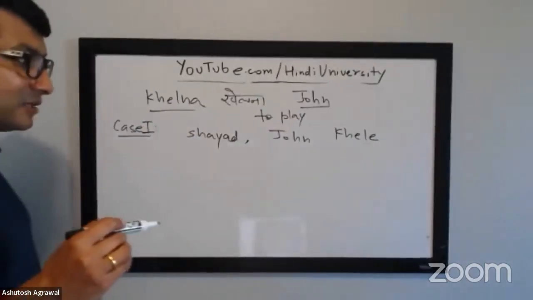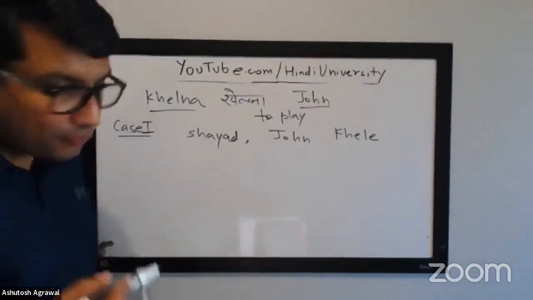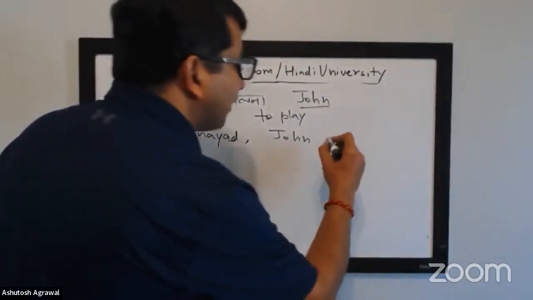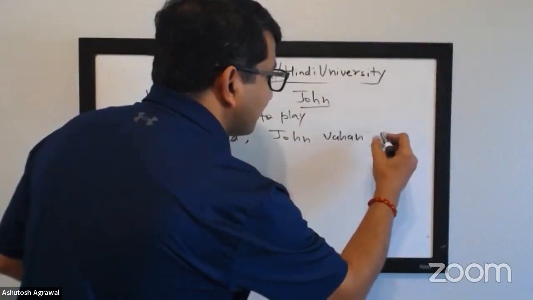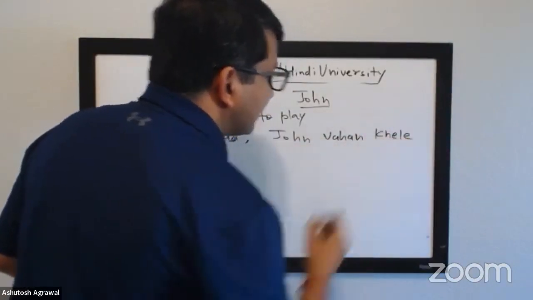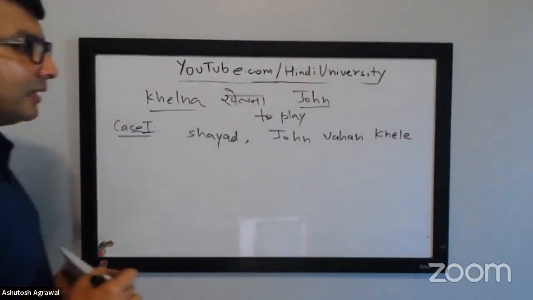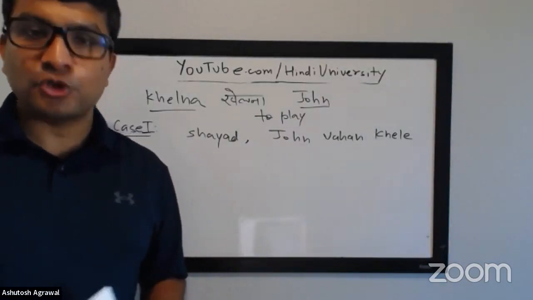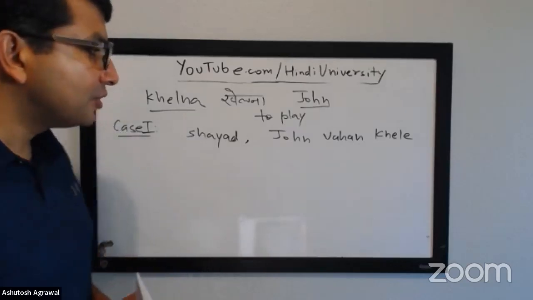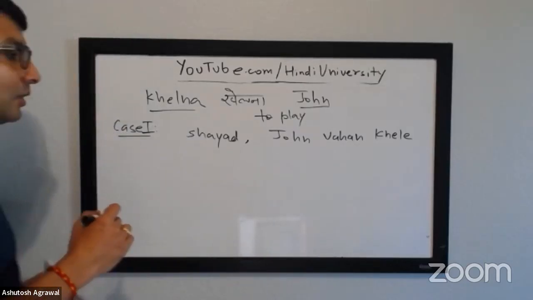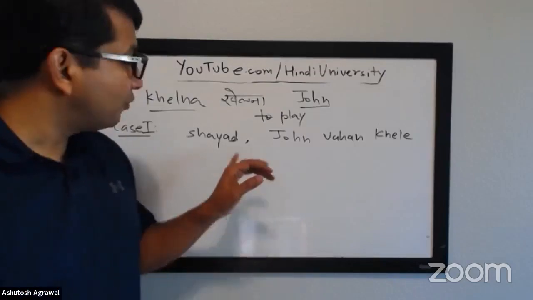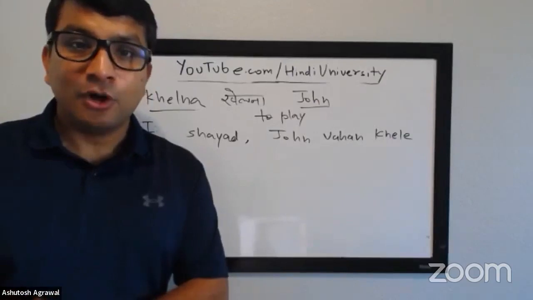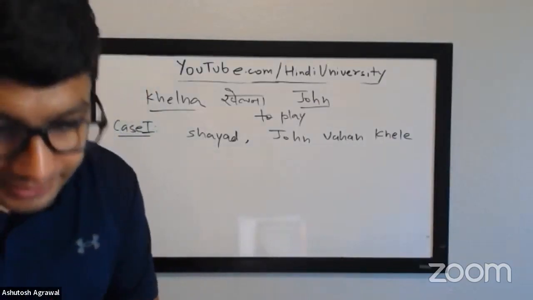This is still your case number 1. Shayad John, and if you want to say there, you can put Shayad John wahan khele. Perhaps John plays there. If it is future indefinite, as you know, it would be John khelega. So you did a pretty good job of removing the ga. Shayad John wahan khele. You can remove shayad, just like the other two sentences: हो सकता है John वहाँ खेले और मुमकिन है कि John वहाँ खेले.